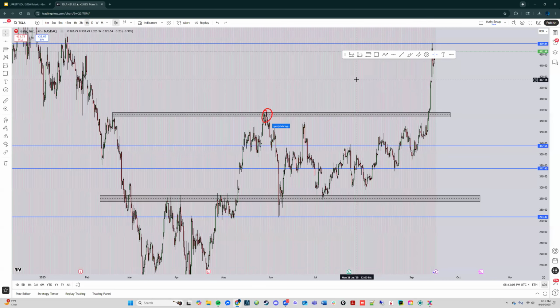We see price came up here and it sold off very aggressively. We see price came up here again, it sold off very aggressively. We saw price come up here, it sold off very aggressively. Remember what we talked about: imbalance and equilibrium. I'm just going to do EQ. Let's look for imbalance.